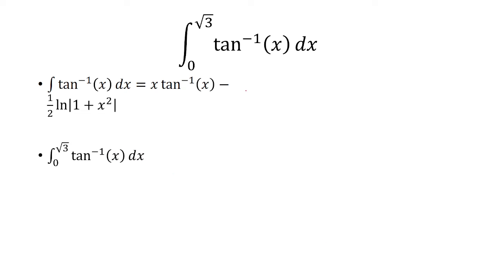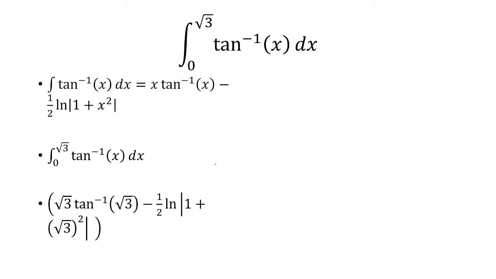Okay, now let's go back to the original question. What is the integral from 0 to square root of 3? Well, we find the antiderivative, which is above here, plug in square root of 3. And if I plug in 0, I get 0 because 0 times anything is 0. And then here, ln of 1 is 0. So I don't care about 0. That's going to be 0.